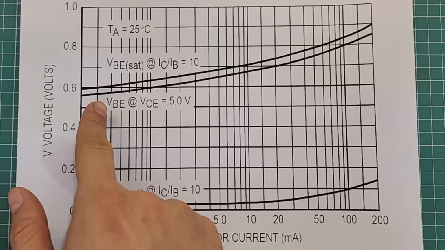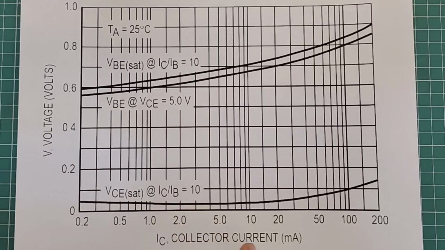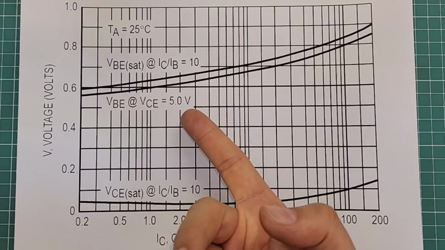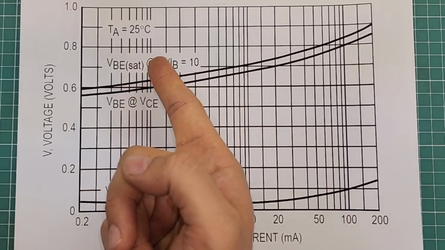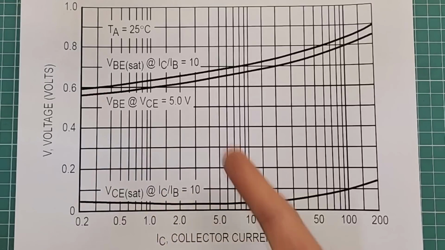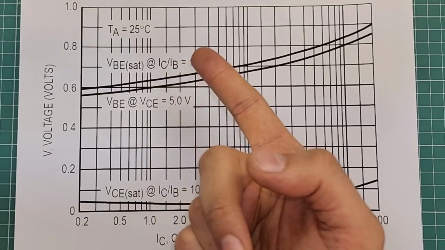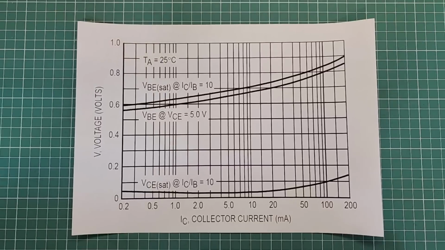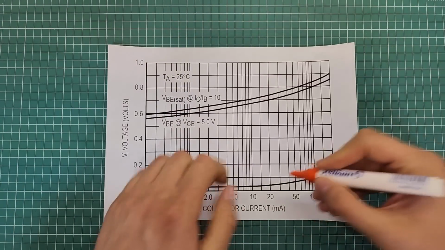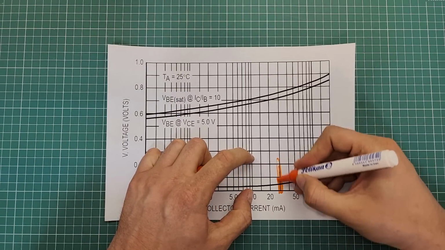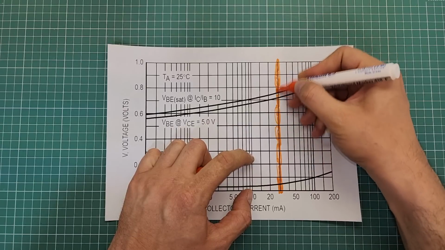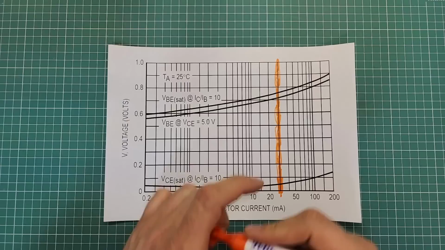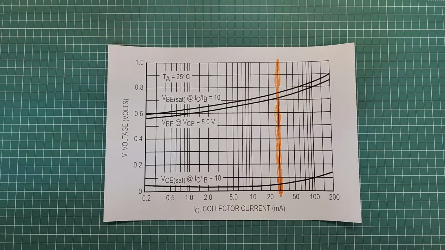Next one is base emitter voltage versus collector current when the collector emitter voltage is 5 volts. And the last one is base emitter saturation voltage versus collector current when the HFE is 10. Look at this area. Here is where the collector current is equal to 30 milliamperes, which is very close to the maximum current the relay draws.